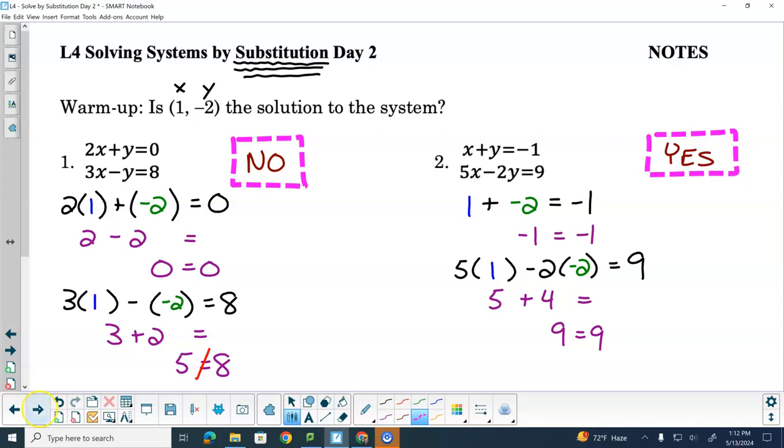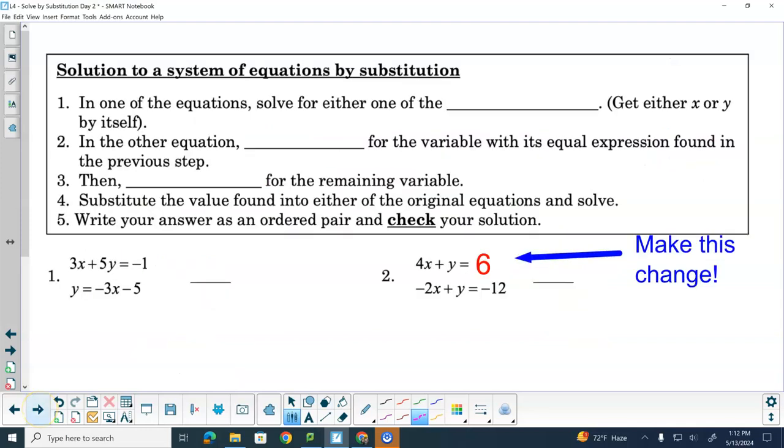Okay? So last week, Thursday, we talked a little bit about substitution. And we came up with some steps to solve a system of equations by substitution. The first step: in one of the equations, solve for either one of the variables. Yes, either one of the variables.